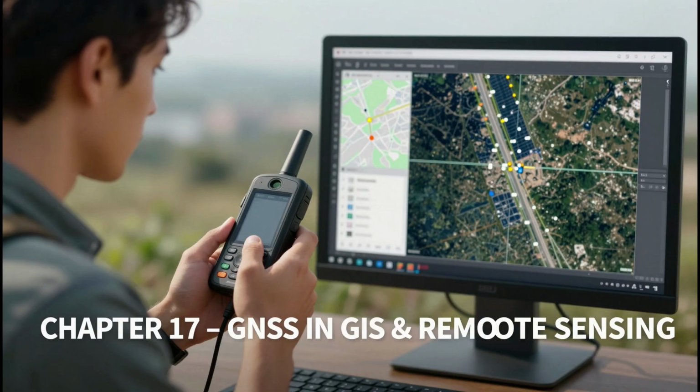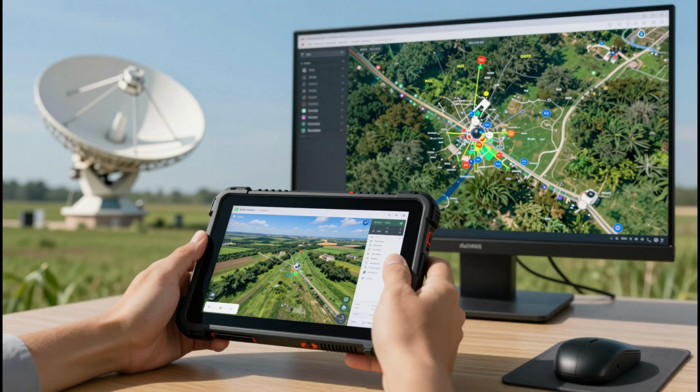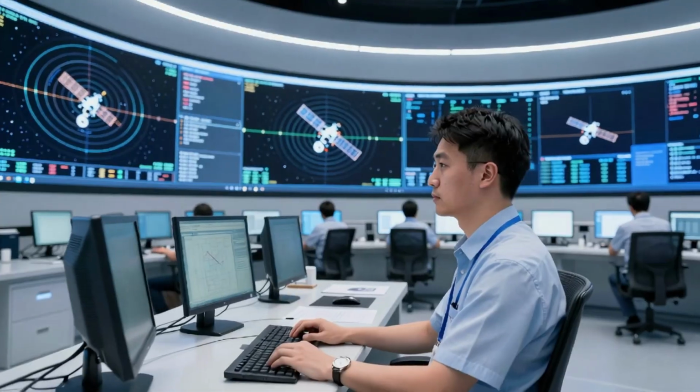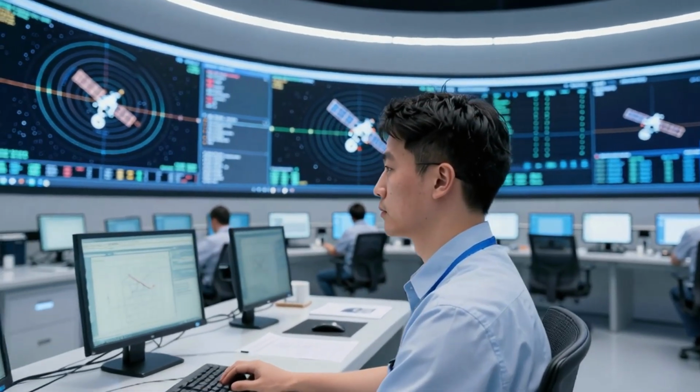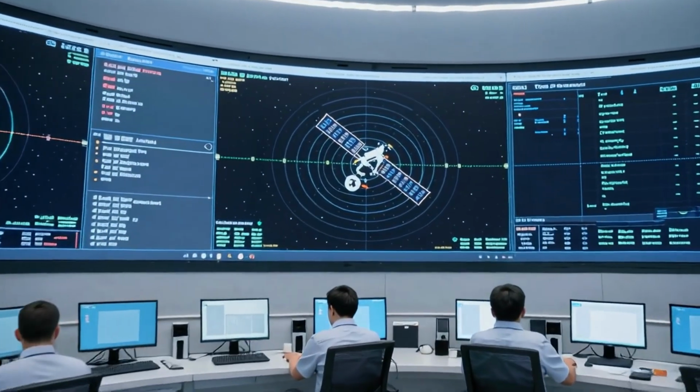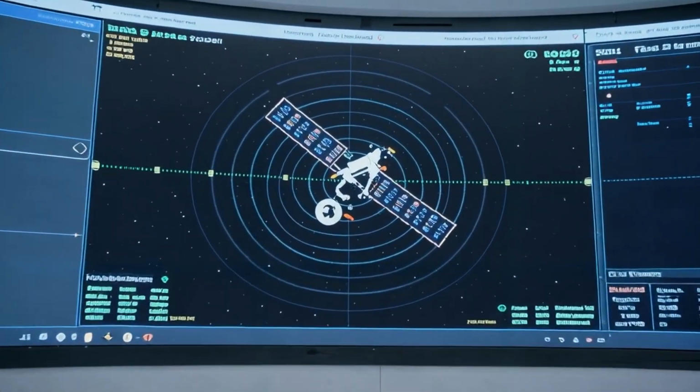Chapter 17. GNSS in GIS and Remote Sensing. GIS professionals use GNSS for data collection, asset mapping, field verification, spatial data updating. Remote sensing applications depend on GNSS for satellite orbit determination, image georeferencing, sensor positioning, ground control surveys. GNSS ensures that spatial data align accurately within geospatial databases.